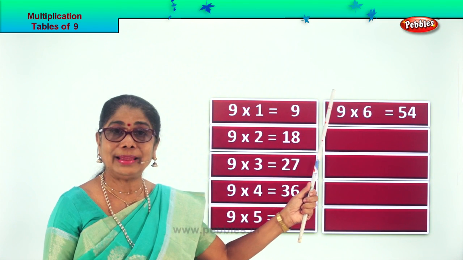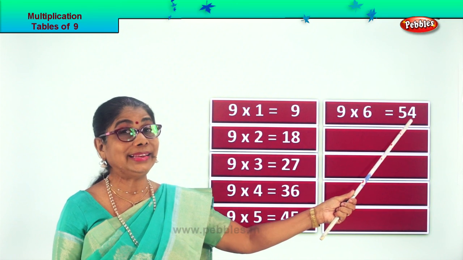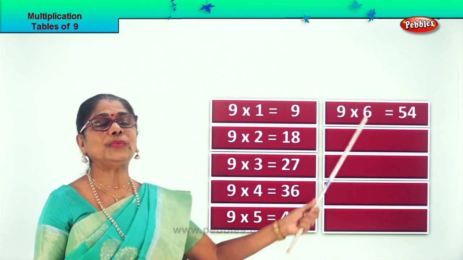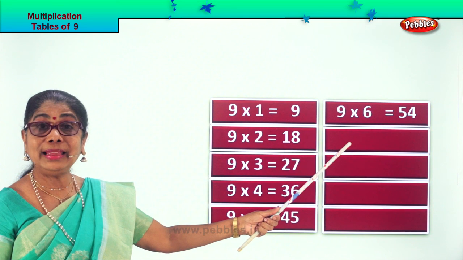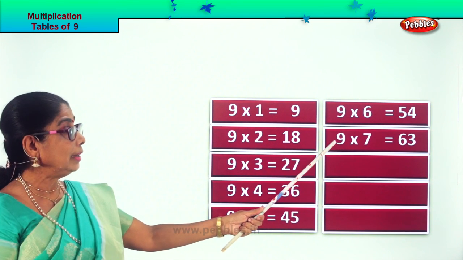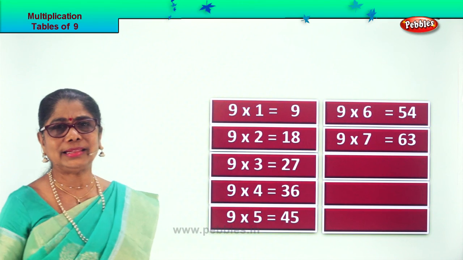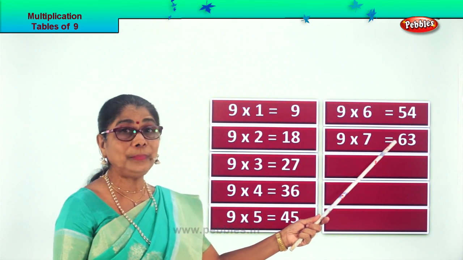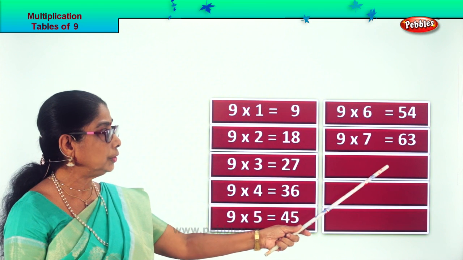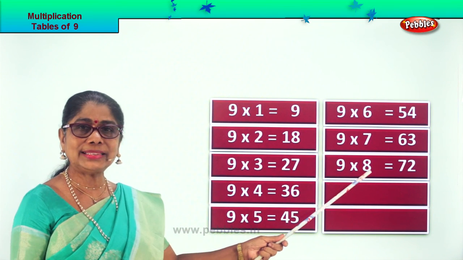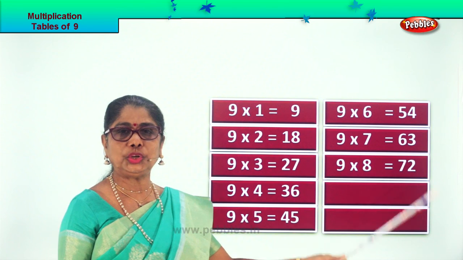9 into 6. 9 sixes are equal to 54. 9 sixes are equal to 54. What is 9 sixes are? 54. Good. 9 into 7 equal to 63. 9 sevens are 63. What is 9 sevens are? 63. 9 into 8 equal to 9 eights are. What is 9 eights are? 9 into 8 equal to 72.